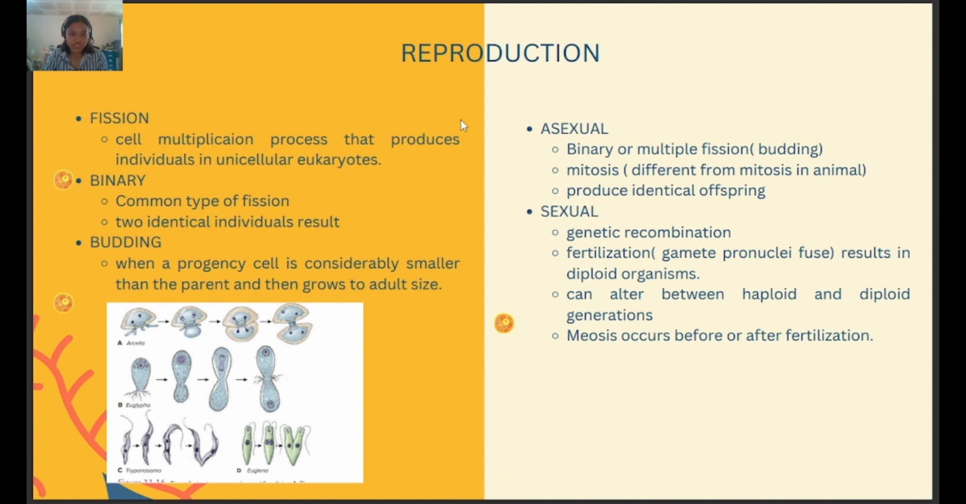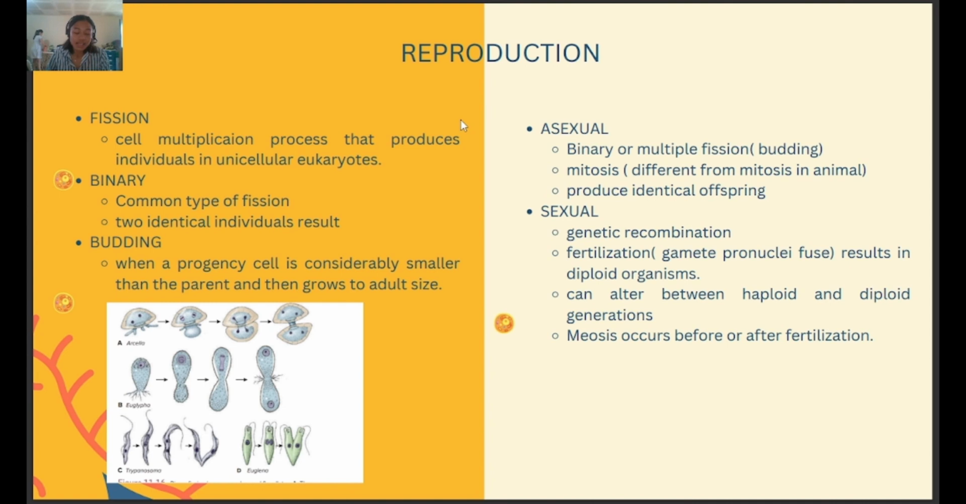In asexual reproduction, the fission and the budding are the types of asexual reproduction, right? So, first, let's talk about fission. Fission is the cell multiplication process that produces individuals in unicellular eukaryotes. The common type of fission is binary fission, in which two identical individuals result.